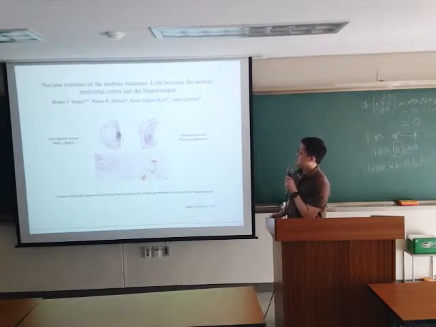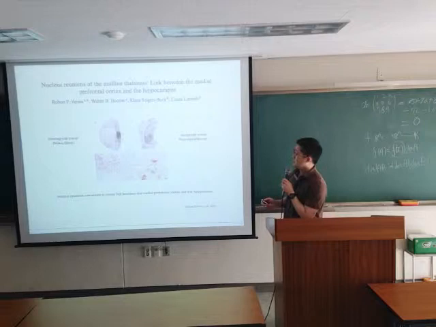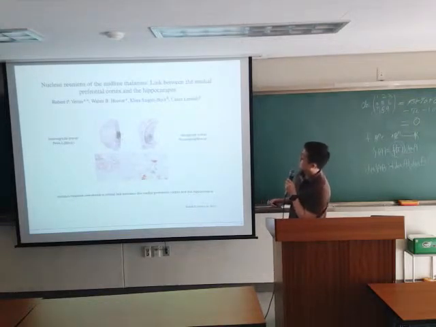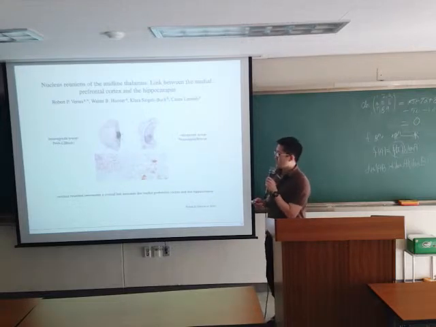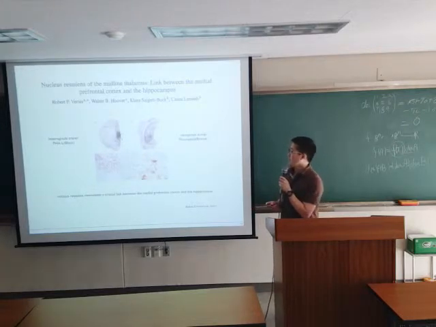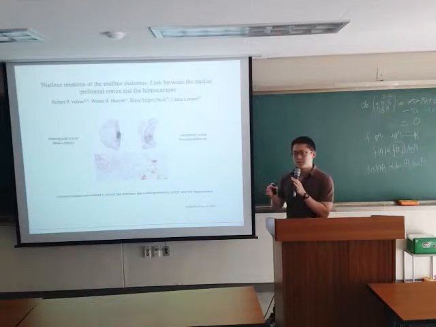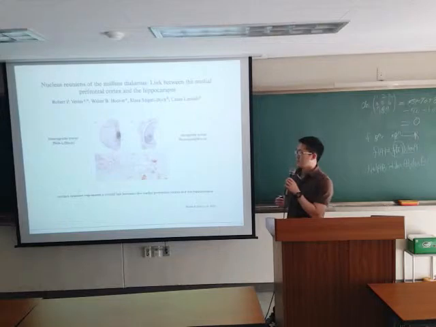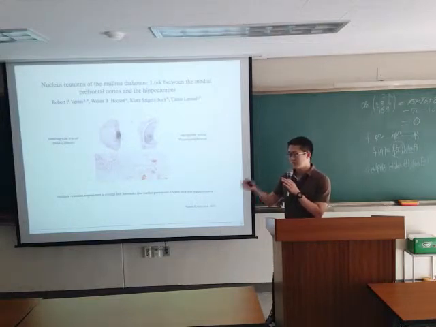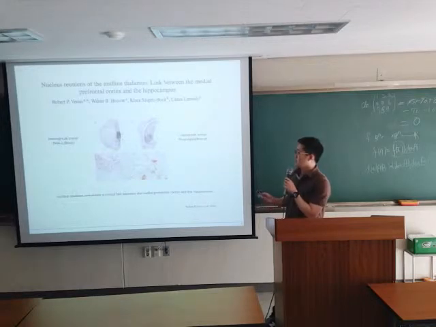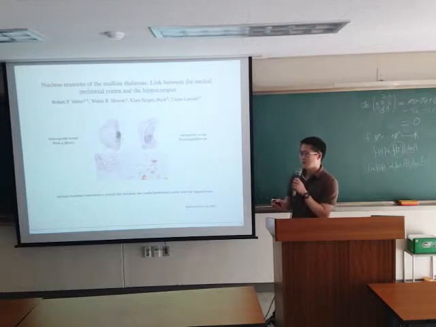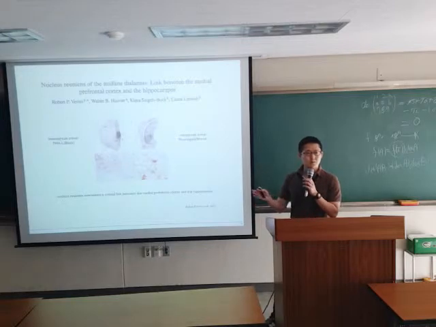This paper is about the anatomical connection between nucleus reuniens and the prefrontal cortex and hippocampus. We all know that the hippocampus is involved in generalization and the prefrontal cortex is involved in generalization. And we want to know where the target is after the prefrontal cortex, the area that regulates the hippocampus. And there's a paper saying that nucleus reuniens is the anatomical linker between hippocampus and prefrontal cortex.